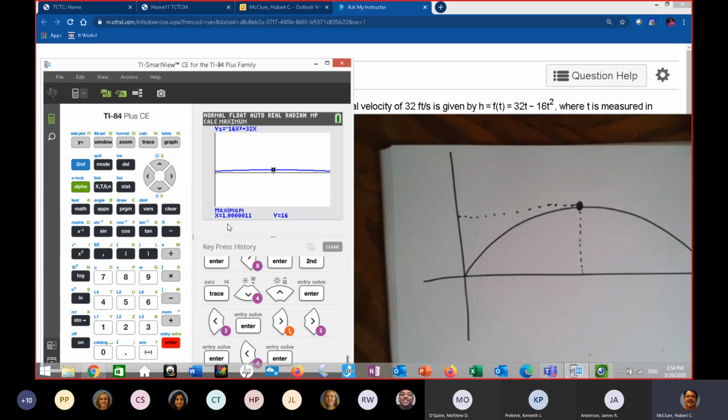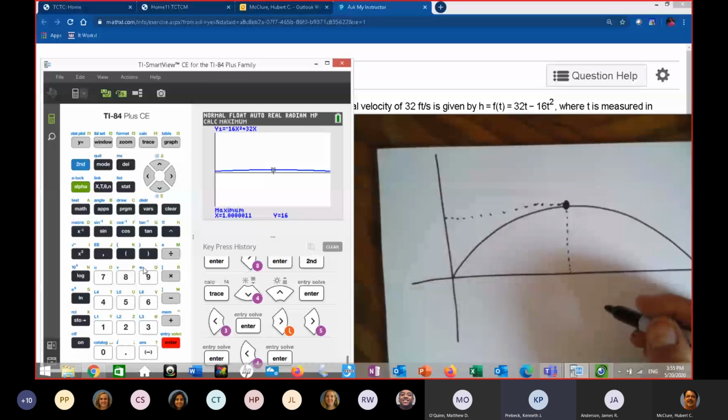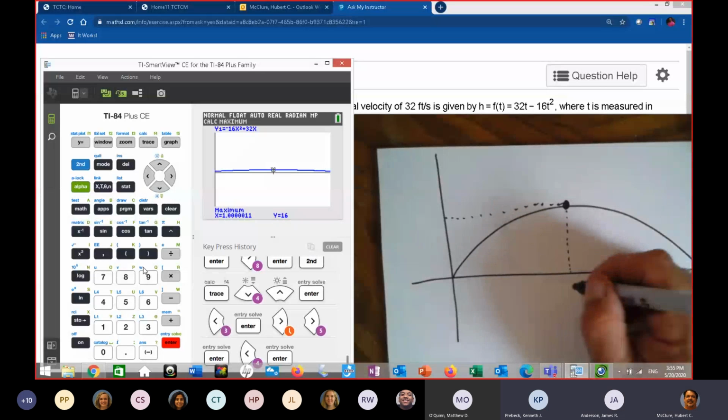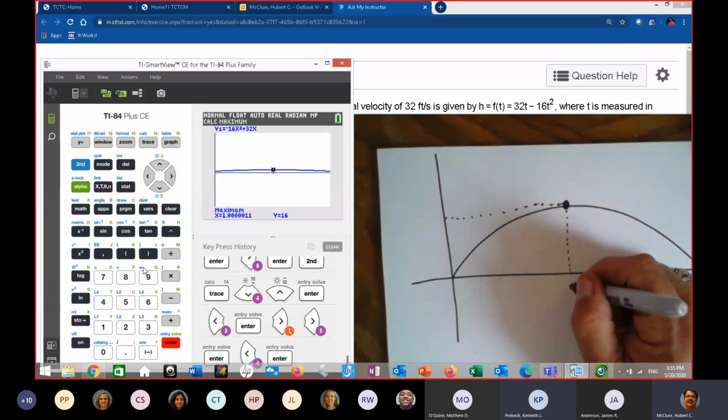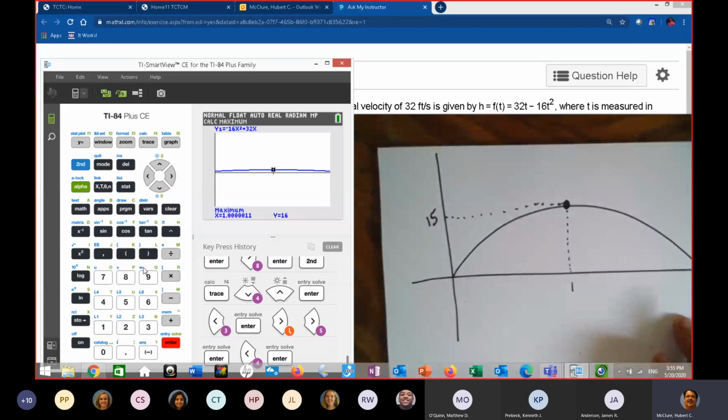I get 16, and that's not right. Something's wrong with this graph or something. I don't know what's wrong with it. Somebody tell me what y'all get for your vertex. I got 1.0000005 and then 16. Okay. So pretty much the same. I just haven't done this problem. That's why. Okay, so there's your graph right there.